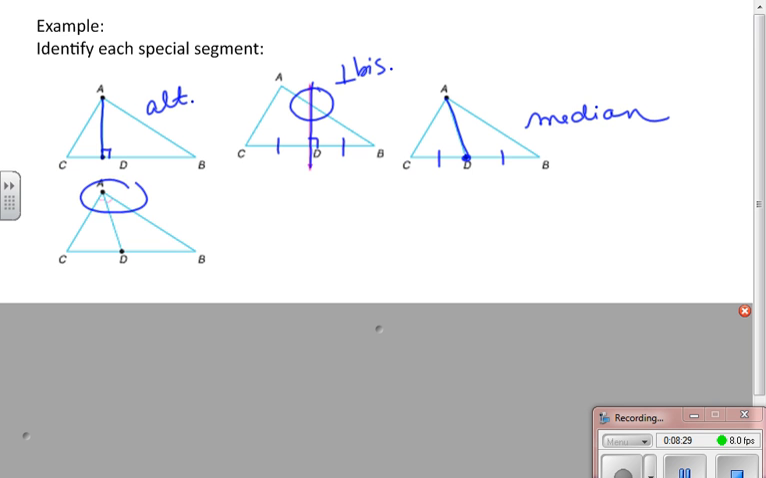And the last one, what information? This is cutting the angle. This is an angle bisector. So try the practice problems and tune in for the next video.